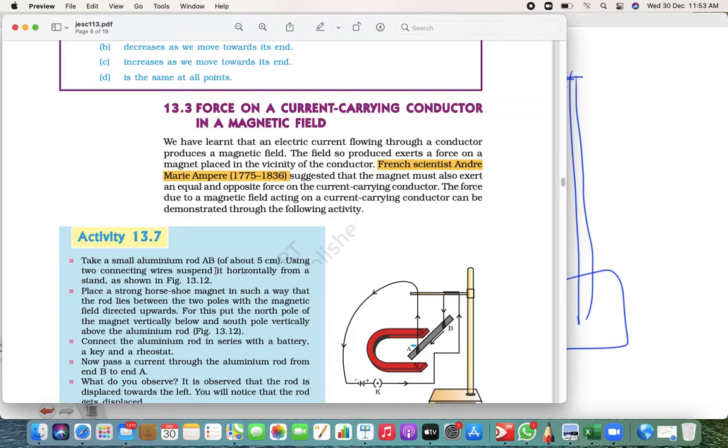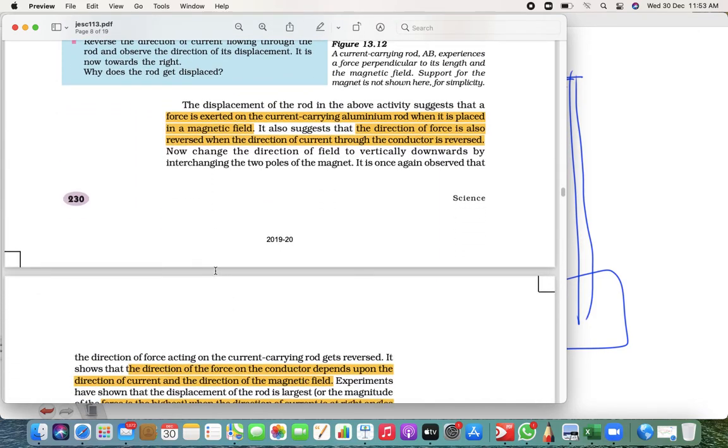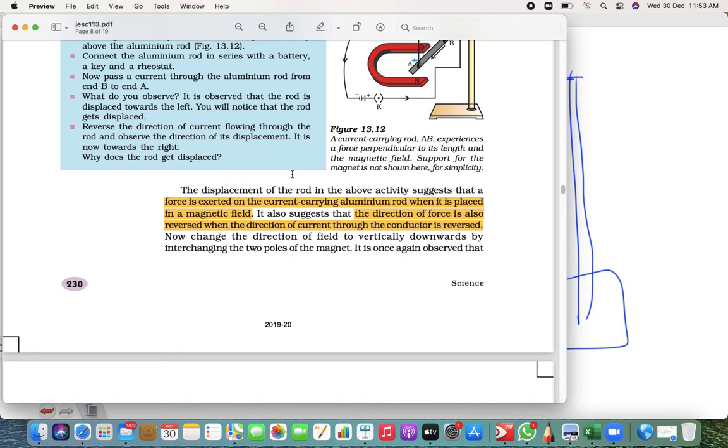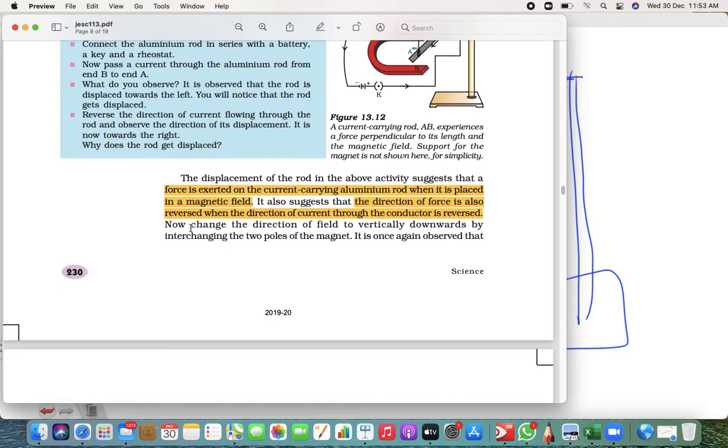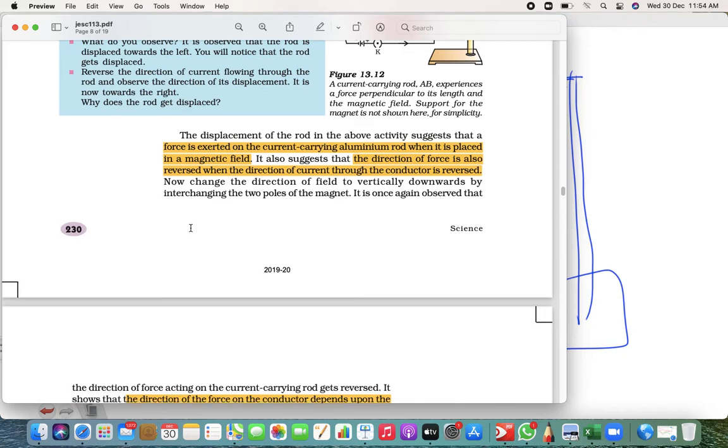Who did this experiment for the first time? It was the French scientist André-Marie Ampère. The magnet must also exert an equal and opposite force on a current carrying conductor. The displacement of the rod in the above activity suggests that a force is exerted on a current carrying aluminum rod when it is placed in a magnetic field, and when the direction of current is reversed, the direction of force also reverses.